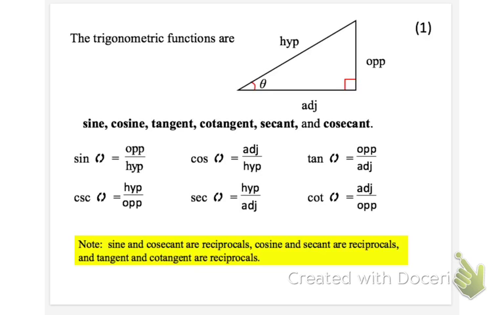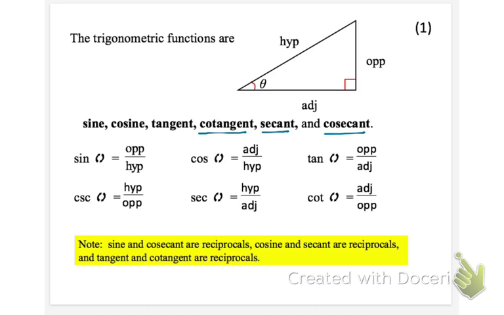So this is going to follow along with number 1 in your notes. We actually have 6 different trigonometric functions. You've already learned 3 of them last year, so we're going to be introducing 3 brand new ones, which is cotangent, secant, and cosecant, on top of the ones we already know, which is sine, cosine, and tangent.